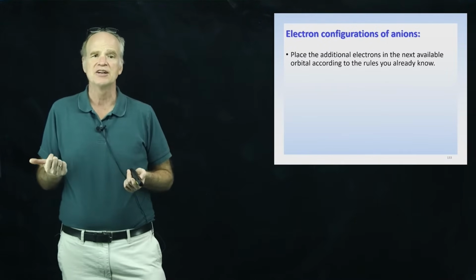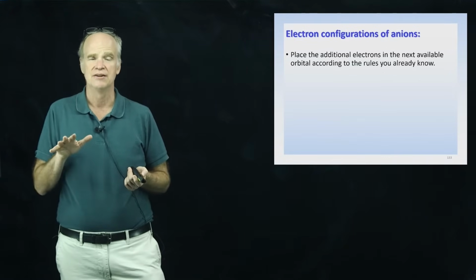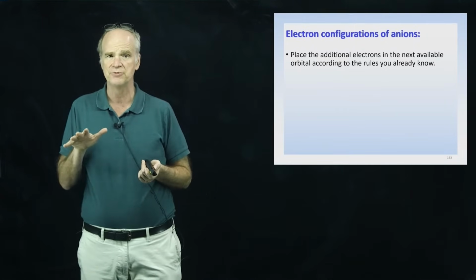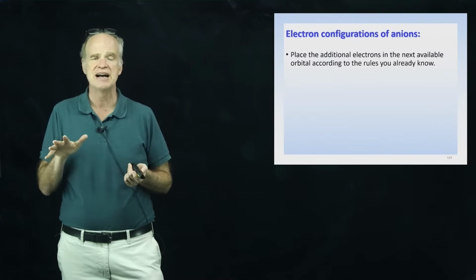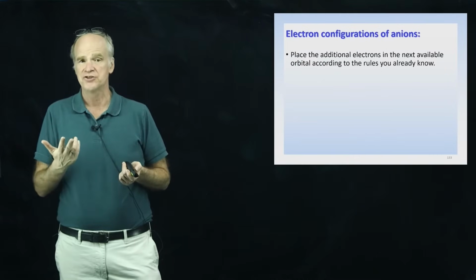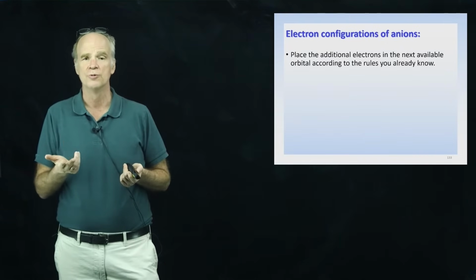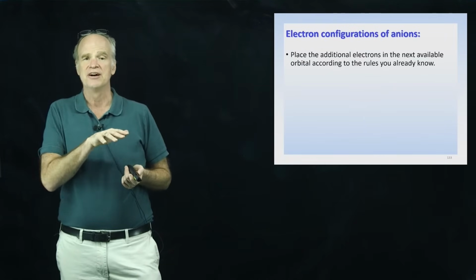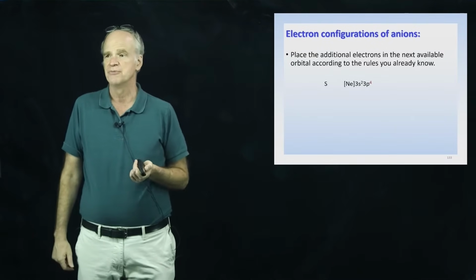To write out an electron configuration of an anion, all you have to do is add extra electrons into the configuration, and they're going to go pretty much as you would expect. We use the same rules for writing out electron configurations of anions that we do for regular atoms, in the sense that we always put the extra electrons in the anion into the lowest energy orbital that's available to them, using the rules of putting electrons into higher energy orbitals that we learned before. So let's go ahead and look at some examples here.